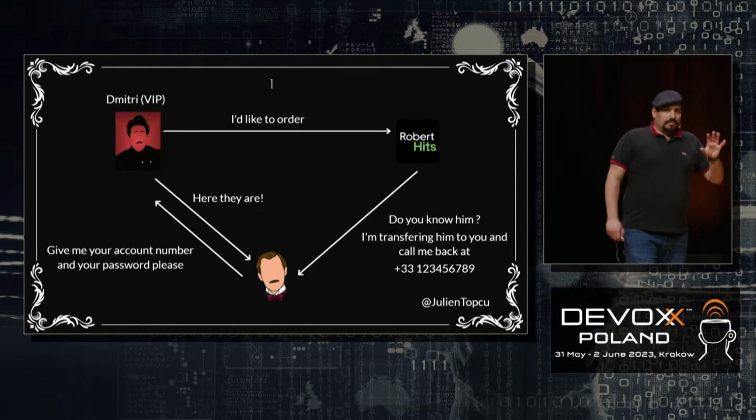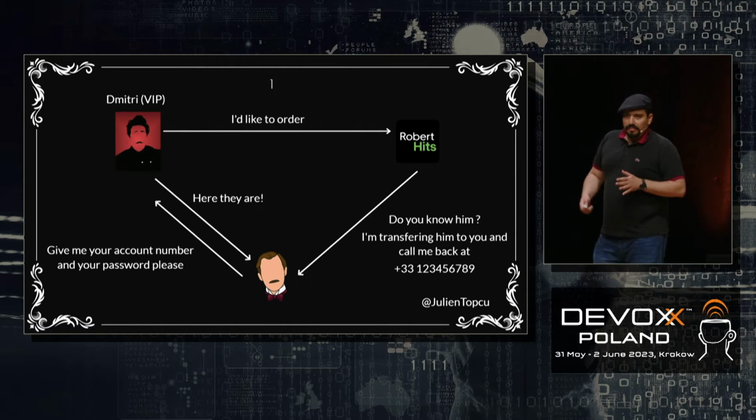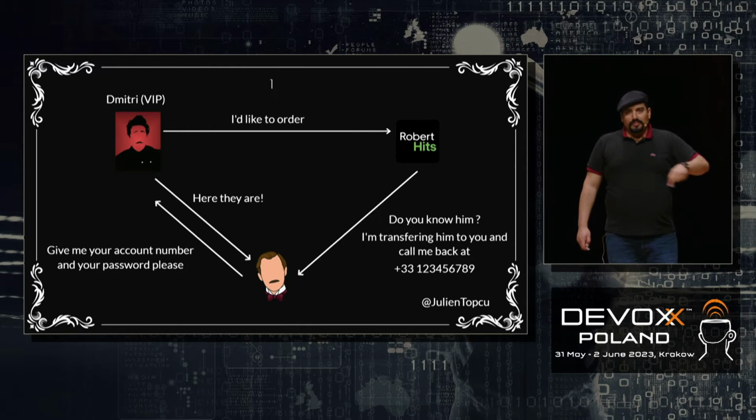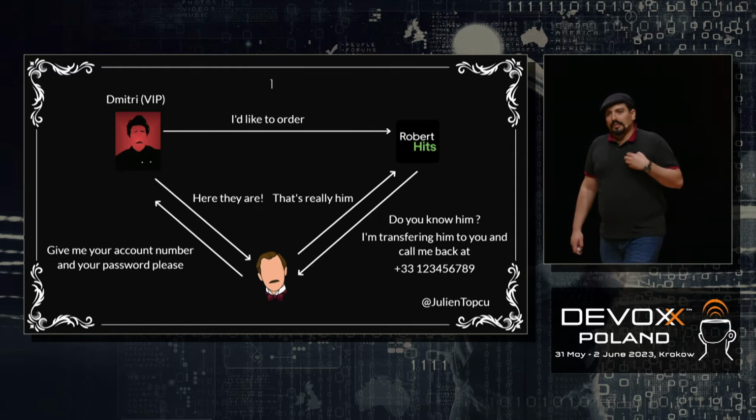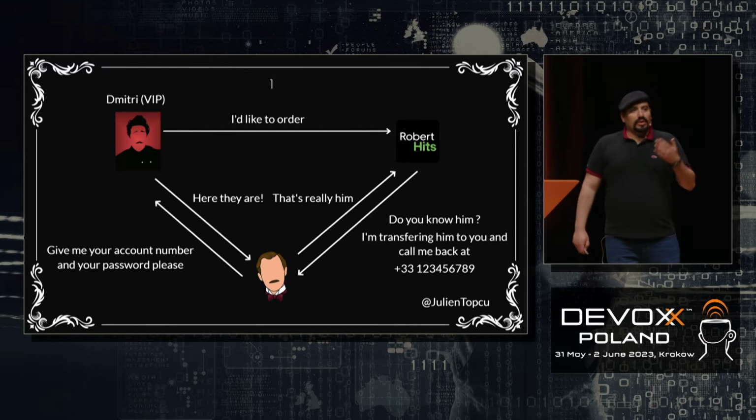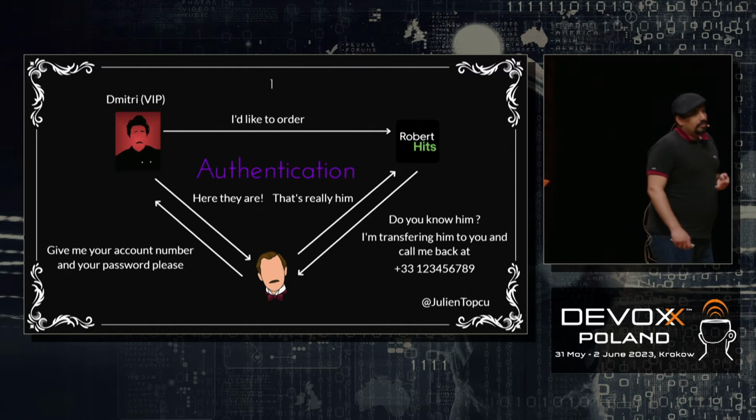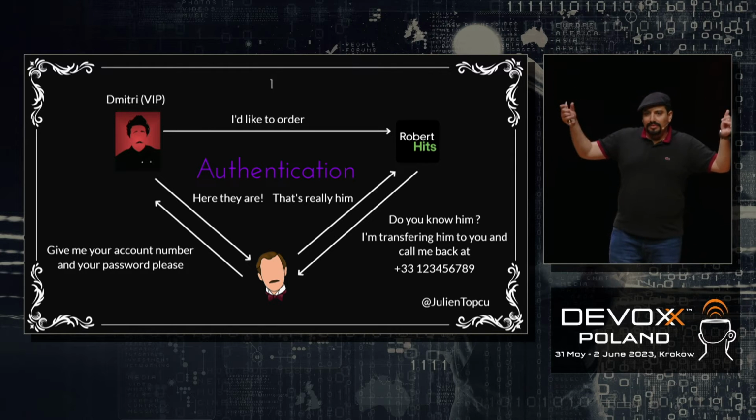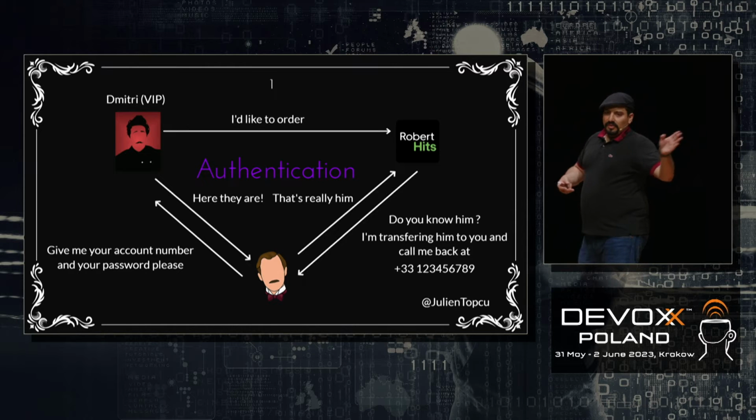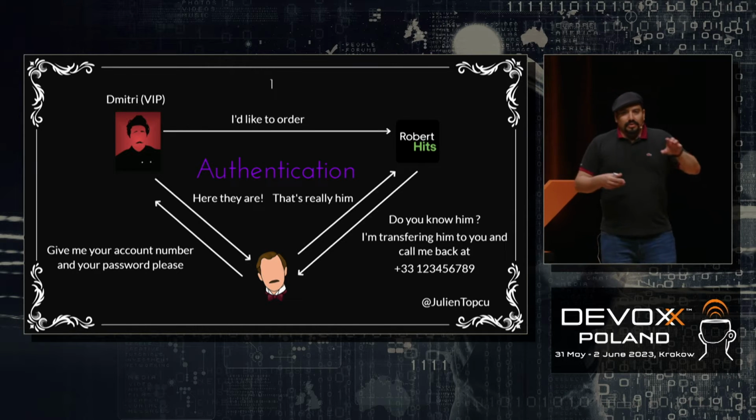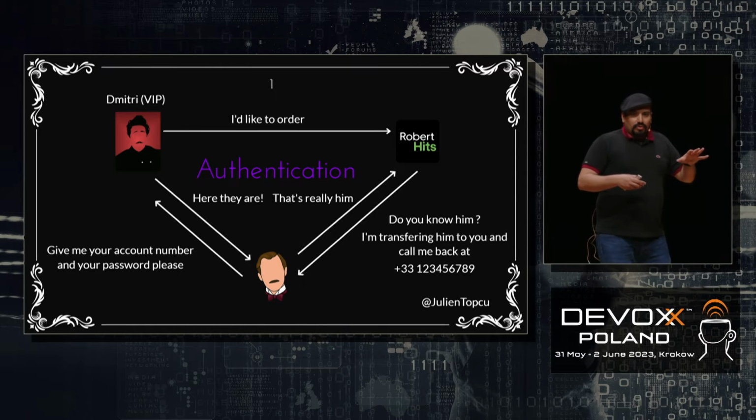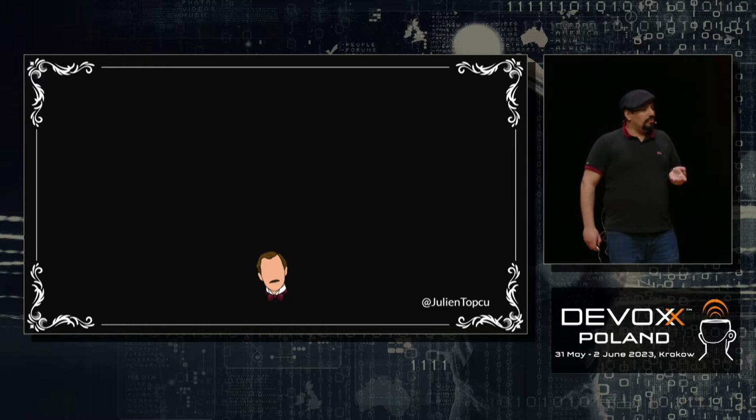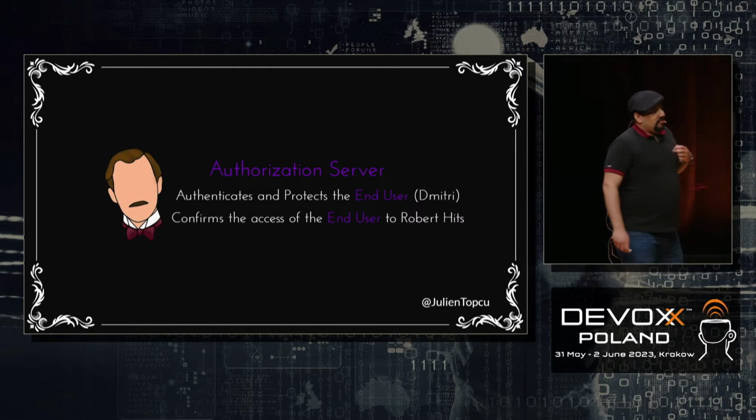Gustav will check that this is really him, and then he will put Dimitri on hold and call RubberHit back at the specified number to give the confirmation. That process is what we call authentication by third party. Here we have two people who don't know each other, but they need to work together, Dimitri and RubberHit. And they rely on a third party they trust to be able to work together. That third party here is Gustav, who has a new role, the authorization server.